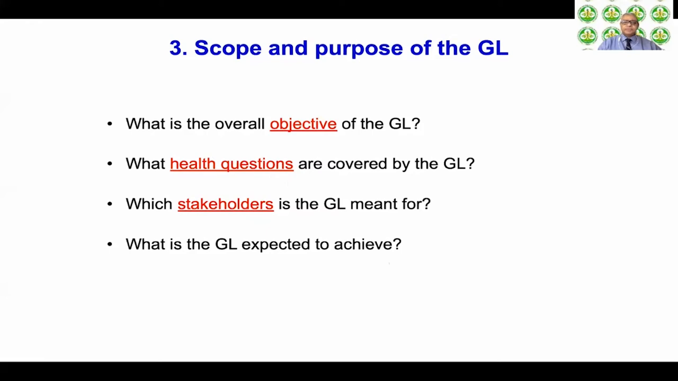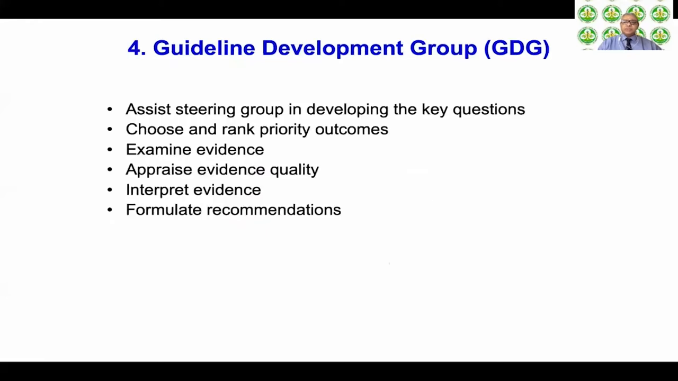And the fourth important step is to have a guideline development group. Some of the work of the guideline development group is to assist that steering group in formulating the key questions. Because a guideline is ultimately going to be a set of answers to the key questions which have been posed by this group. And for each of these key questions, there are one or more outcomes which can be used to measure the success or failure of that intervention. So choosing and ranking and prioritizing those outcomes is part of this group.